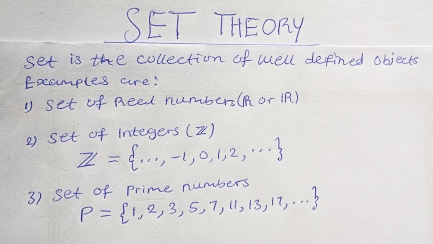2. We have the set of integers. Set of integers are also odd numbers. We have from -infinity, -2. They are also set of integers. -1, 0, 1, 2, 3, 4, 5, and so on.